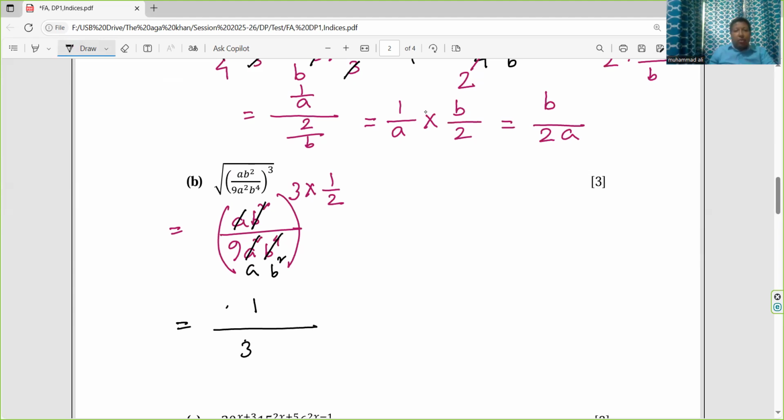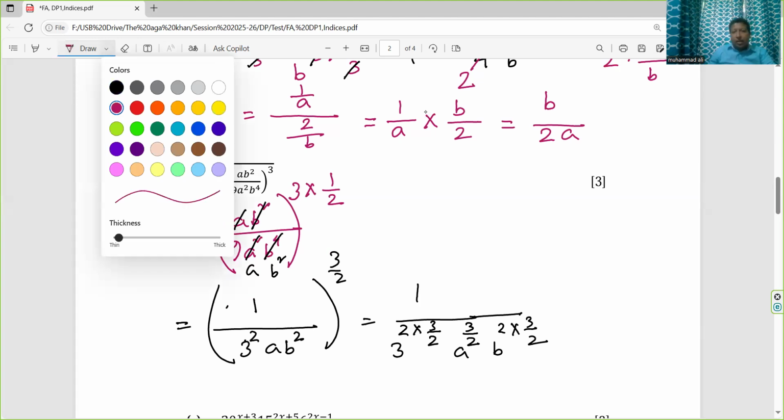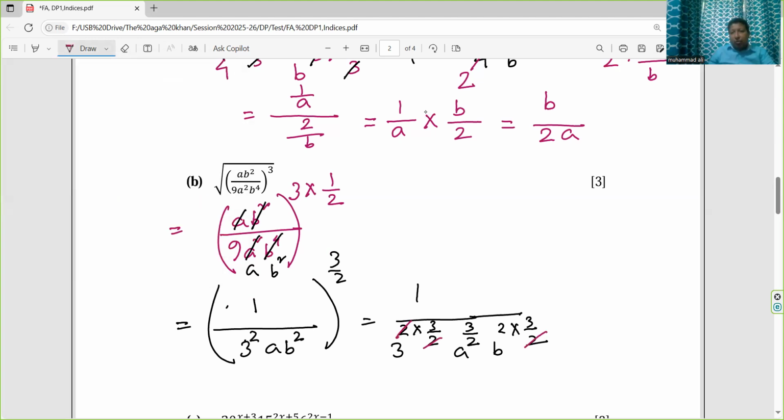Instead of 9, we can write 3 square, and the power of A B square is 3 by 2. Now this power will multiply with each of these powers. So you can write here 1, 3, 2, multiply 3 by 2, A to the power 3 by 2, B to the power 2 multiply 3 by 2. Now if we cancel the 2 with this 2, finally we get 1, 3 cube, A to the power 3 by 2, B to the power 3.